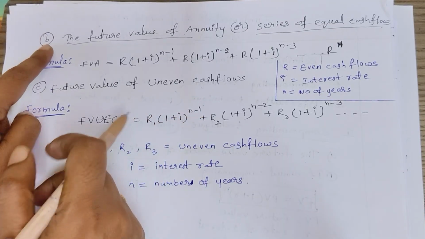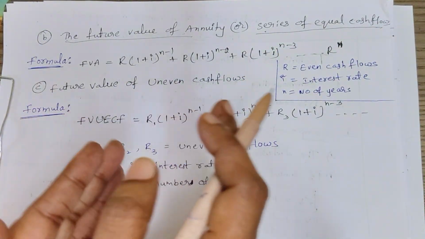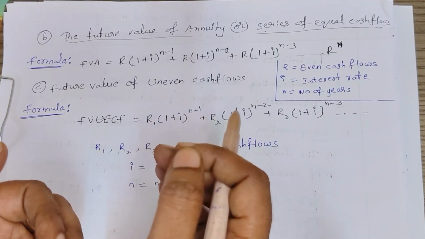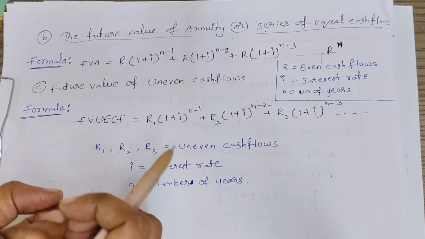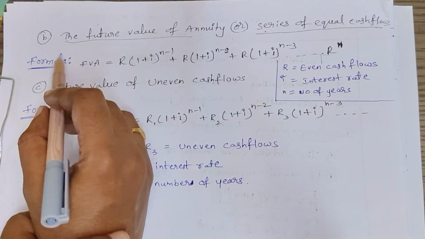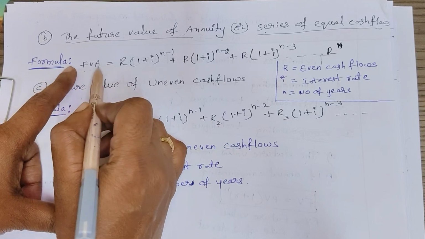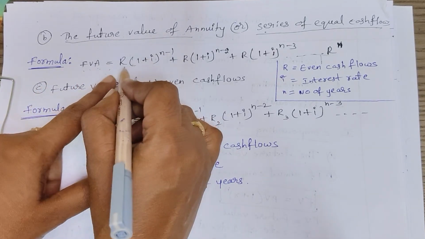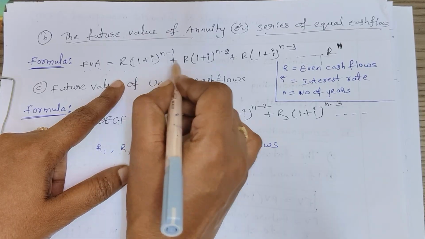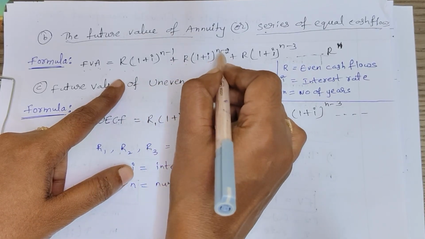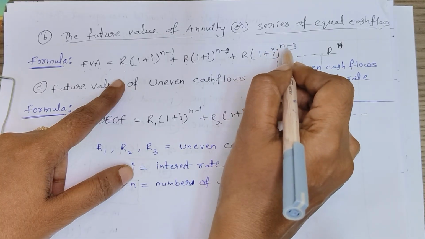Yes. But in the second one, we are investing series of equal cash flows. Every year we are investing some amount. Okay. After 5 years, how much amount we are receiving with interest? That you need to find out under the future value of annuity. So future value of annuity, FVA is equals to, this is the formula, R into (1 plus I) to the power of N minus 1, plus R into (1 plus I) to the power of N minus 2, plus R into (1 plus I) to the power of N minus 3.